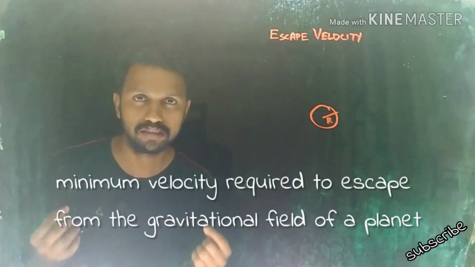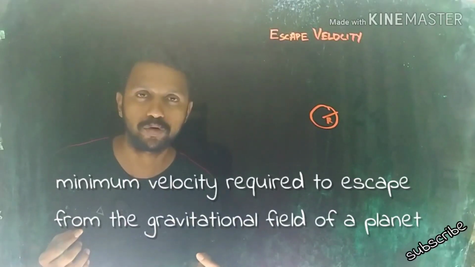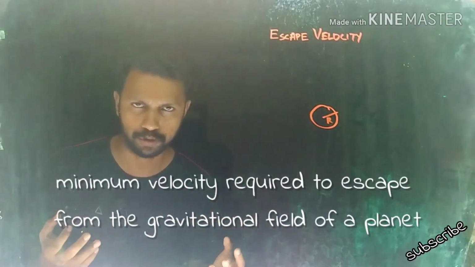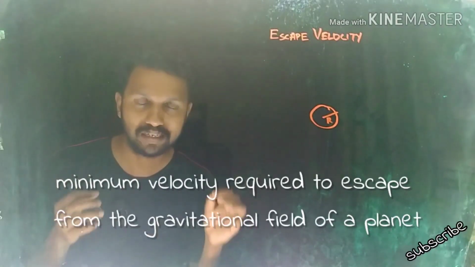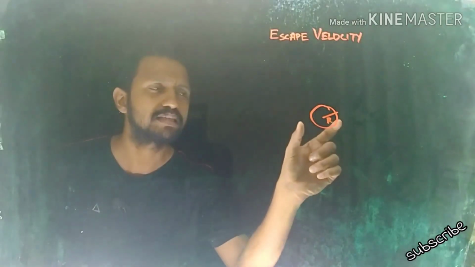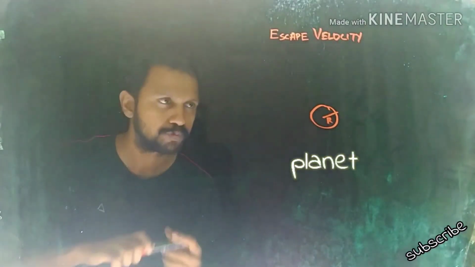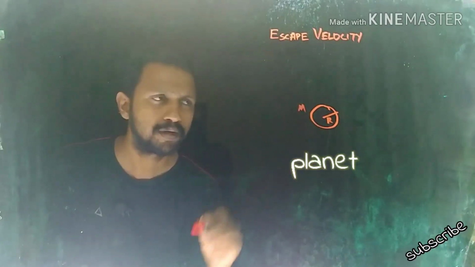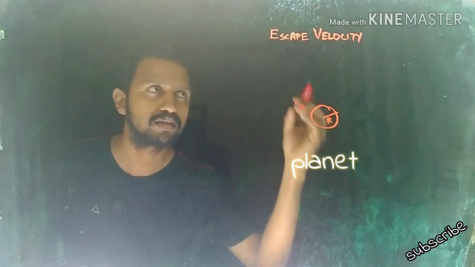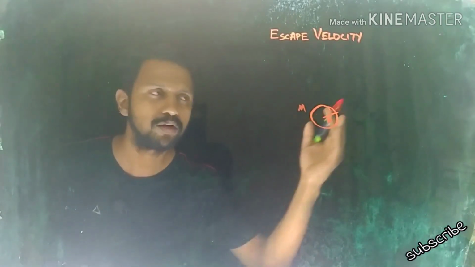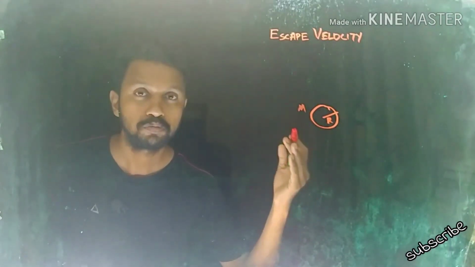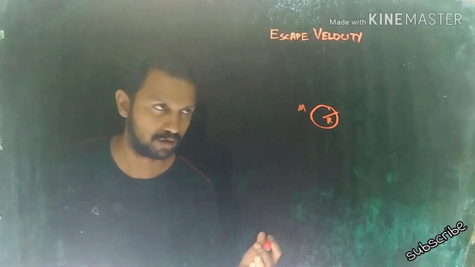Escape velocity is the minimum velocity required for a substance to escape from the gravitational field of a planet. That means, let's consider this is a planet of mass M and radius R. If I am throwing a substance with escape velocity, it will not come back to the planet, it will escape from it. We have to derive an expression for escape velocity.